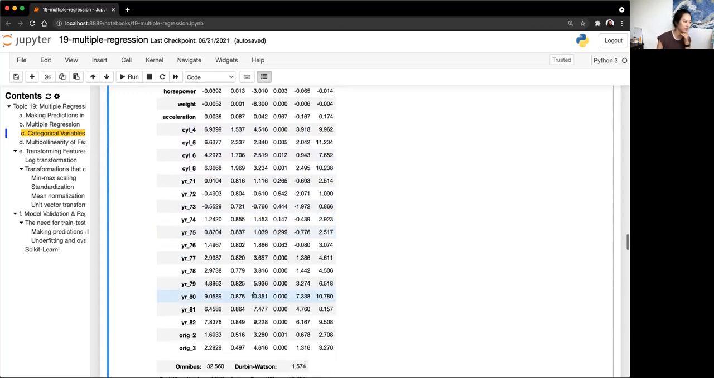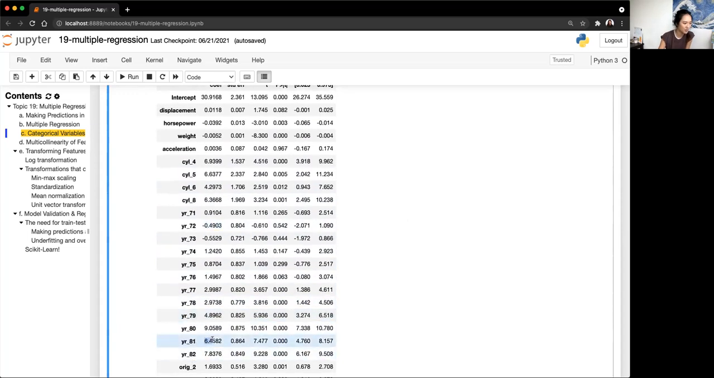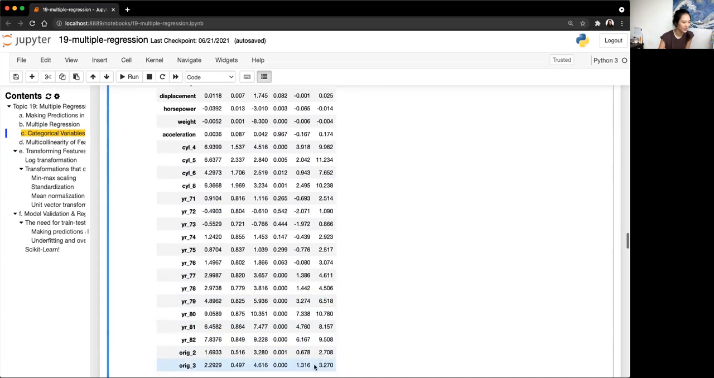Same for years. You can see here that I think the base year was 70. Yeah, I think it should be 70. If a car was made in 72 versus 70, miles per gallon goes down by 0.49. If it was made in 81, miles per gallon goes up by 6.4582. And same for the others as well. Questions about interpreting these coefficients?